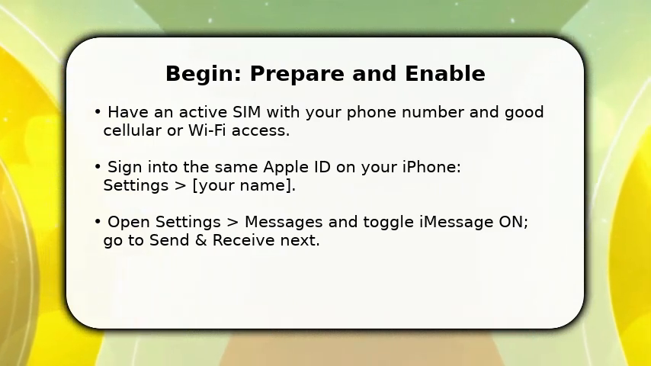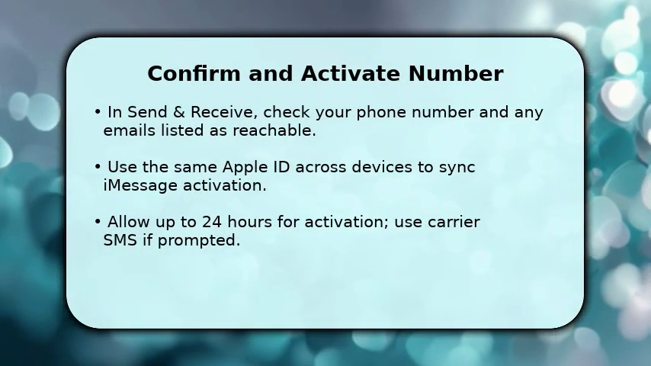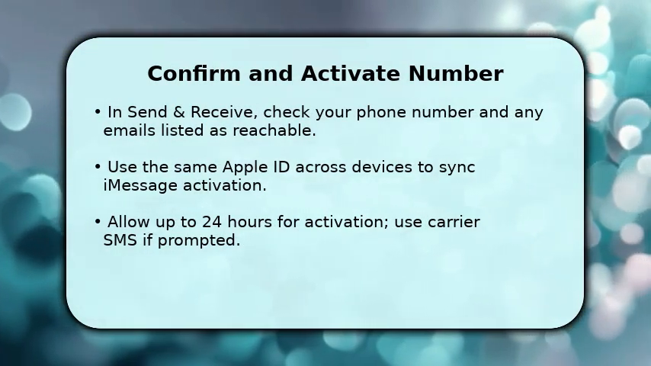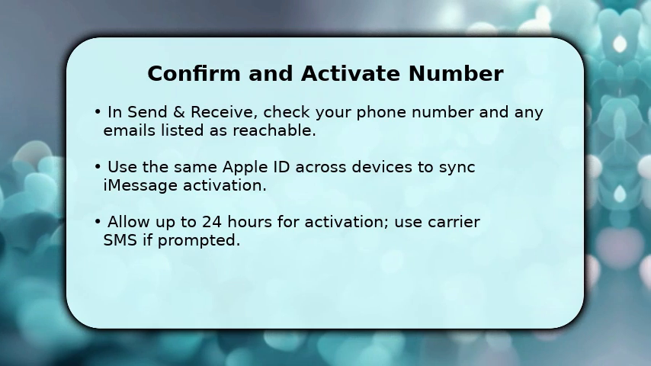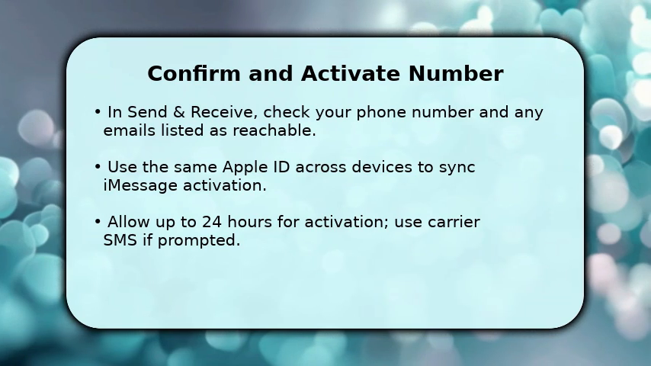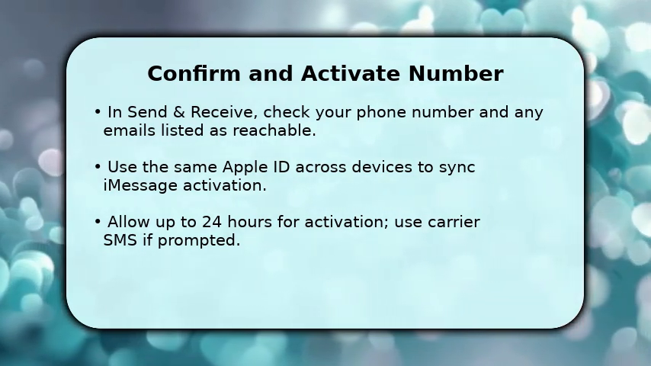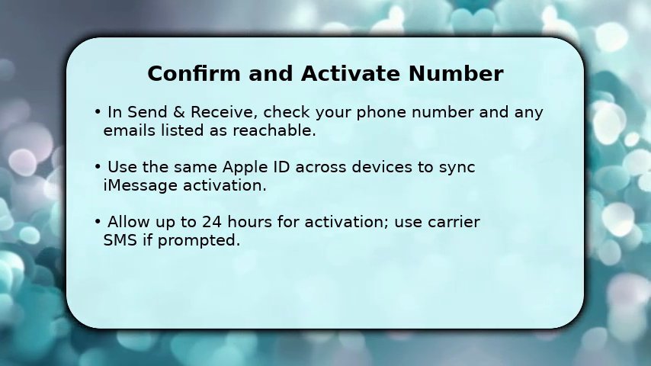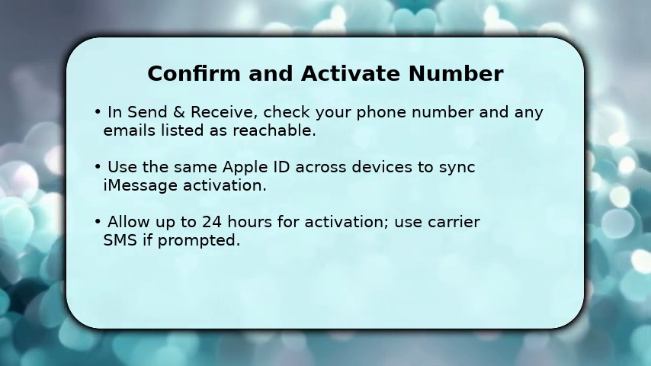Now you confirm the number. In Send and Receive, select the phone number and the email addresses you want attached. You do this because Apple links iMessage identities to your Apple ID. Using the same ID on other devices makes messages sync correctly. If activation stalls, the system may send an SMS verification through your carrier. Allow that. Once done, FaceTime uses the same list, so make sure the phone number is selected there.